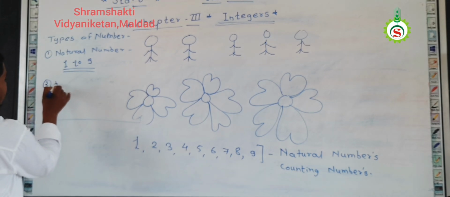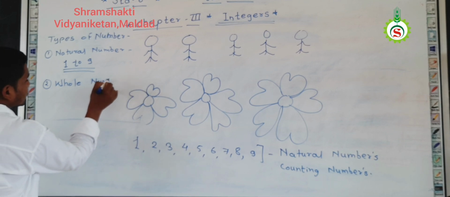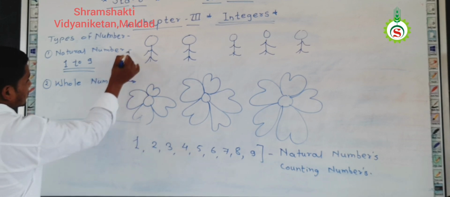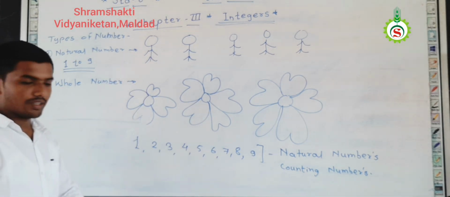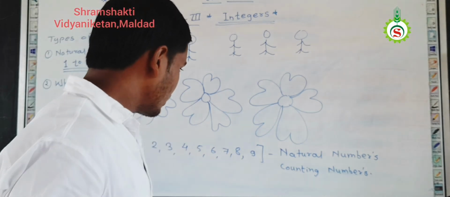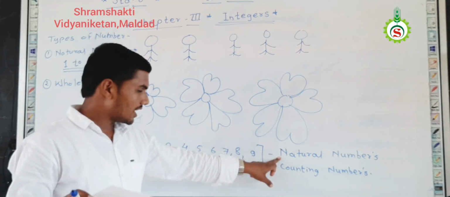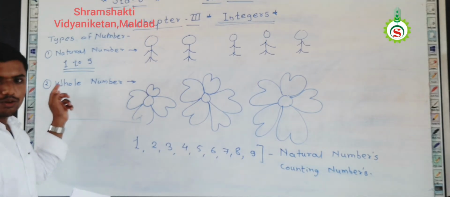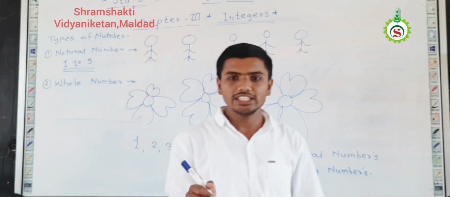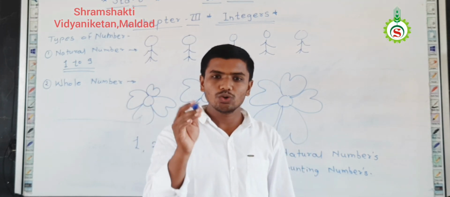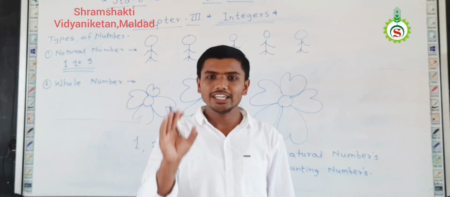Now the second one, that is the whole number. Natural number, then whole number. I will erase it, you will read it. From 1 to 9 is the natural or counting number, that you have an idea. Now we have to see what the whole number is. So friends, as we know, 0 is an invented number. And who invented 0? 0 was invented by Aryabhata.